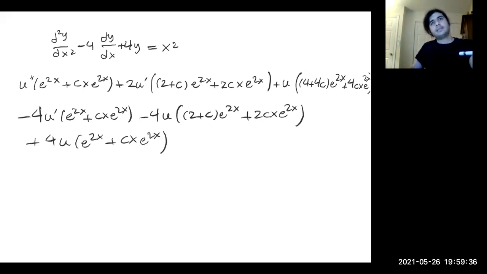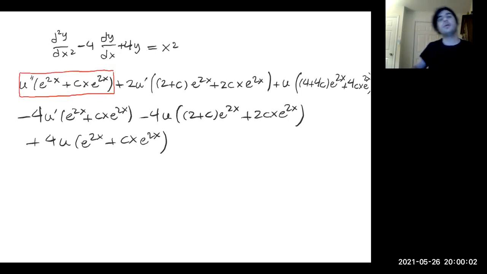Great. Now let's see if we can simplify these things. Hopefully there is no computational mistake. That would be very unlikely, but let's hope. So this is the only term which has the second derivative of u, so there is nothing I can do with this term. Let's look at the terms which have u prime, right? So there would be this one and this one.